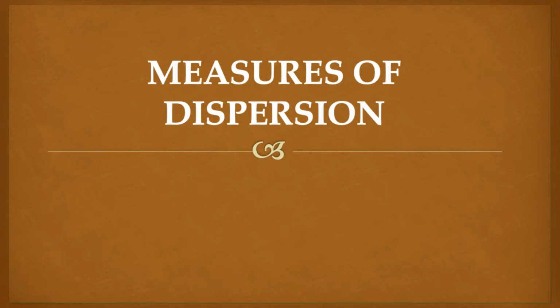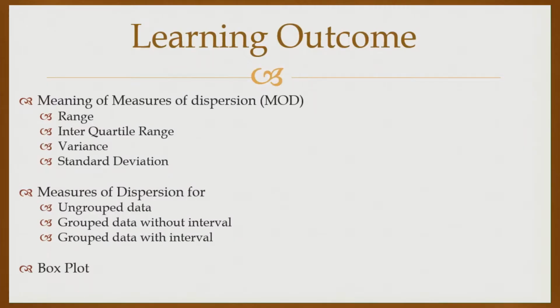Okay, so let's look at our learning outcome for today. For this class, I would only cover the first two, which is the meaning of measure of dispersion. I'll tell you what is range, interquartile range, variance, and standard deviation. I'll explain what each one means. And then I'll teach you how to calculate measure of dispersion using all three types of data, just like chapter 2: ungrouped data, group data without intervals, and group data with intervals.